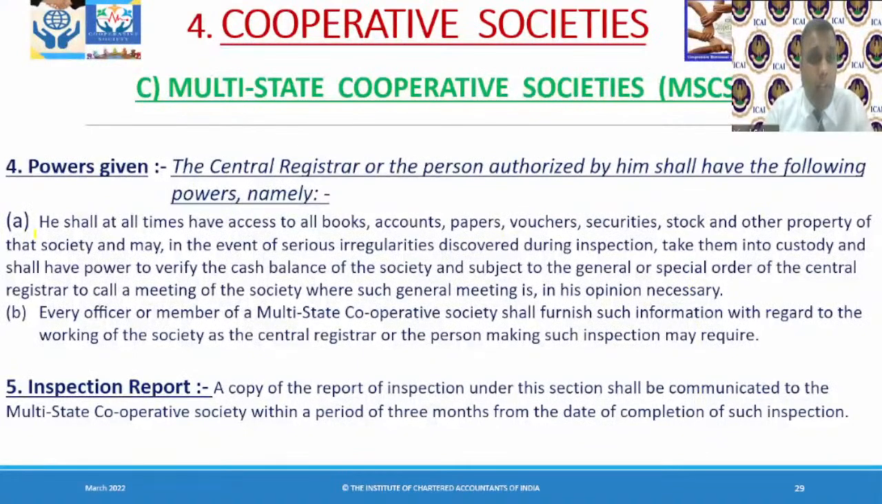And whatever the powers they have, access to the books of accounts, because inspection can be made of the books, accounts, papers, vouchers, physical properties. The inspector can get a meeting convened at any time, bypassing the bylaws of the society. And every officer or member of the society is bound to give whatever is required by the inspector for inspection. The inspector submits his report to the registrar, and the registrar, again within a period of 3 months, has to communicate the report to the multi-state cooperative society.